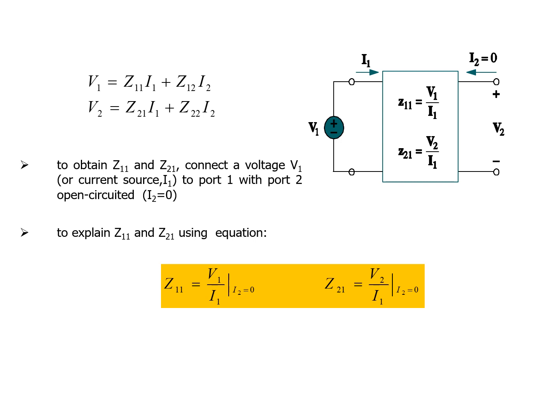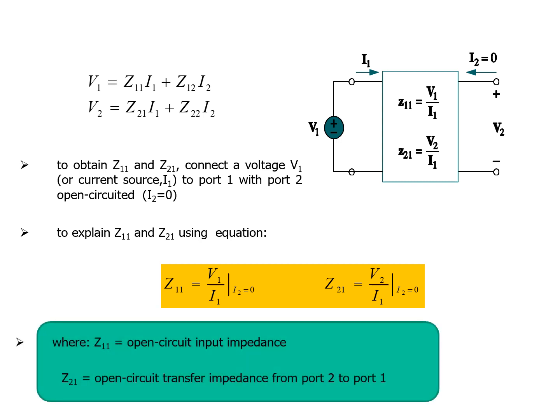Z11 is V1 over I1 at I2 equals 0, and Z21 is V2 over I1 at I2 equals 0. Now what is Z11? It is the open circuit input impedance, while Z21 is the open circuit transfer impedance from port 1 to port 2. You can see in the equation Z21 has V2 and I1, so it is the transfer impedance, but Z11 is the open circuit input impedance.